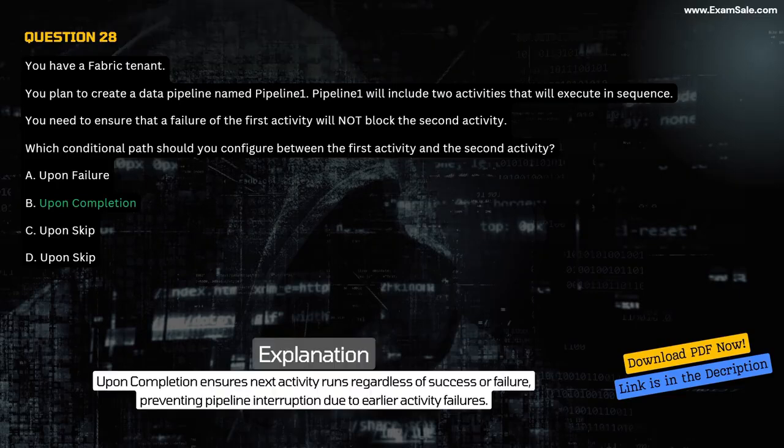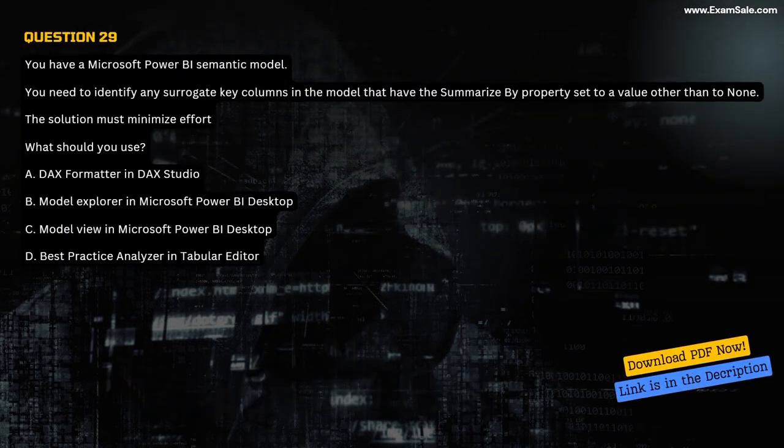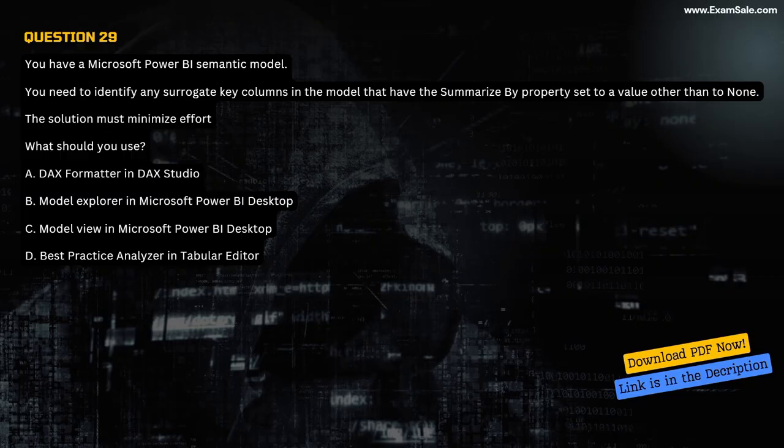Explanation. Upon completion ensures the next activity runs regardless of success or failure, preventing pipeline interruption due to earlier activity failures. Question 29. You have a Microsoft Power BI semantic model. You need to identify any surrogate key columns in the model that have the summarized by property set to a value other than none. The solution must minimize effort.